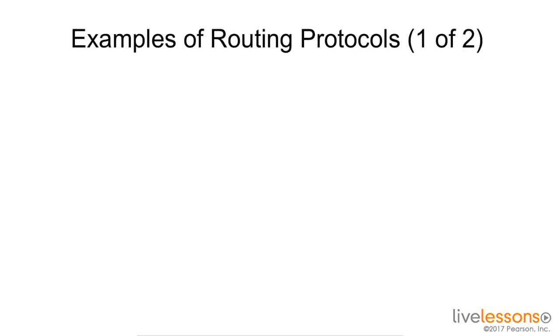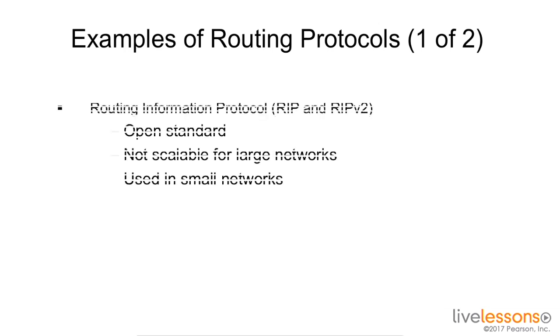On this slide, we will walk through several examples of different routing protocols. The first routing protocol we're going to examine is one called the Routing Information Protocol, or RIP. RIP is an open standard and is one of the earlier routing protocols, but is not scalable for large networks and is only used in smaller networks and truthfully is not used that often in today's networks.